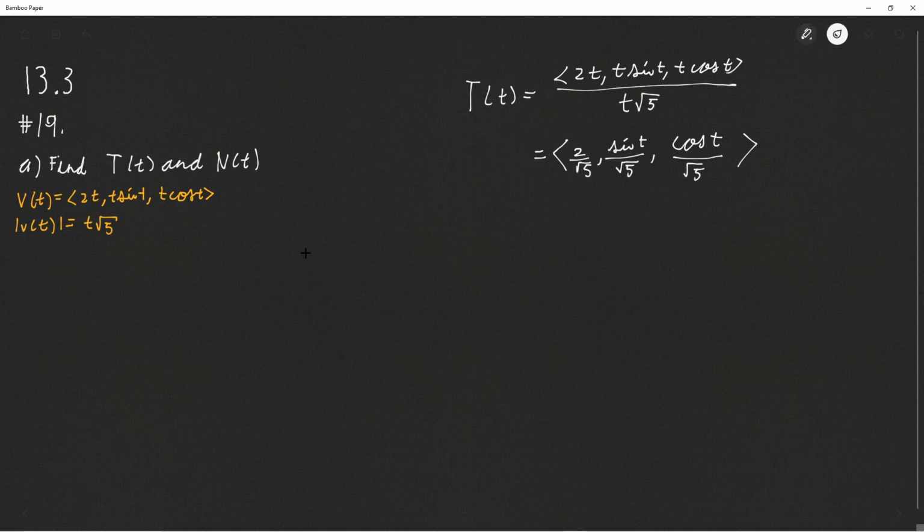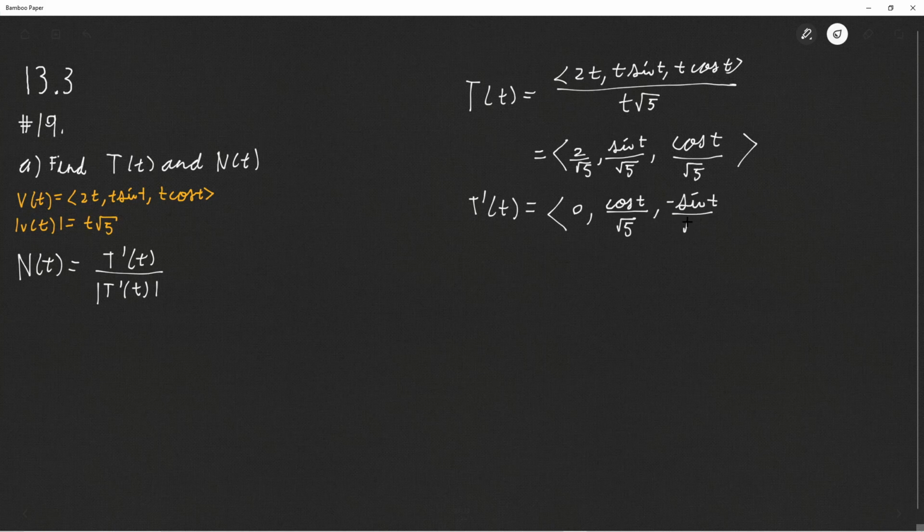And now we have to find our normal vector. But if you remember, our normal vector, or N of t, is equal to the derivative of our tangent vector divided by the magnitude of the derivative of our tangent vector. So our first step is going to be finding the derivative, which is going to be equal to, since 2 over root 5 is just a constant, this becomes 0. And since root 5 is a constant, we can just take it out of the differentiation and add it after. So this will make it cosine of t divided by root 5. And this will become negative sine of t divided by root 5.